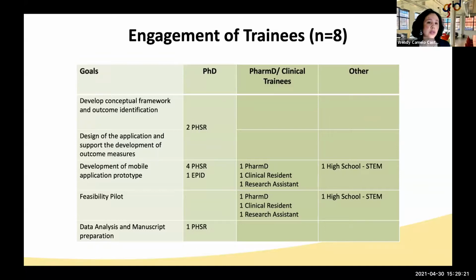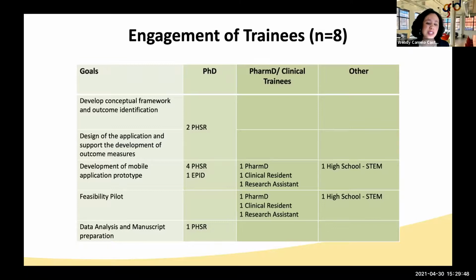So when we think about trainees in the doctoral program, they're the ones that have been involved the most with aspects related to study design and to the development of the app itself, and of course the feasibility pilot. But we've also engaged PharmD and clinical trainees from the School of Medicine in the testing of the app, in the development of the prototype, and of course currently in the feasibility pilot.